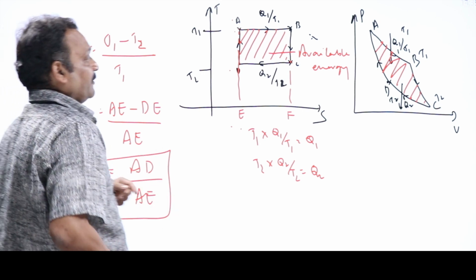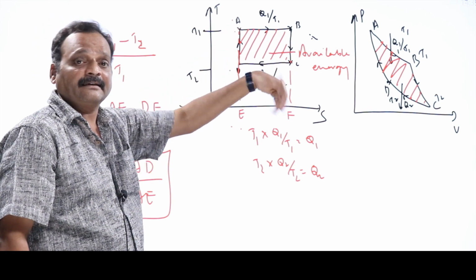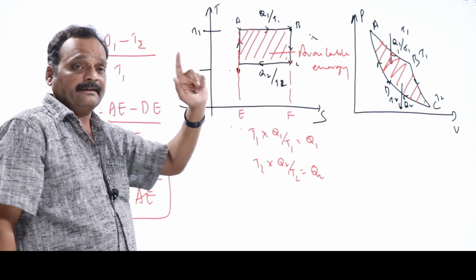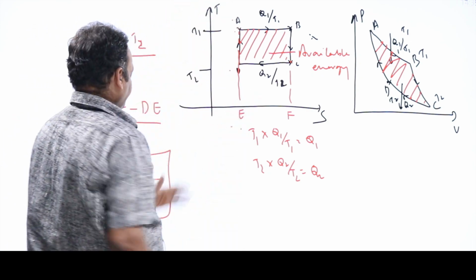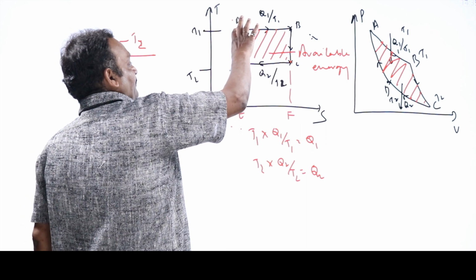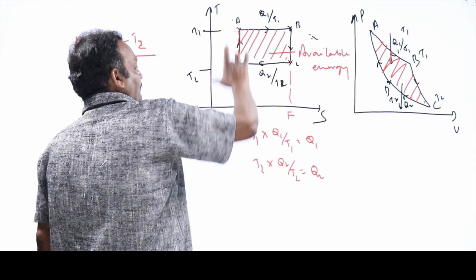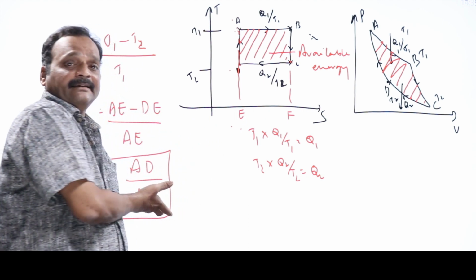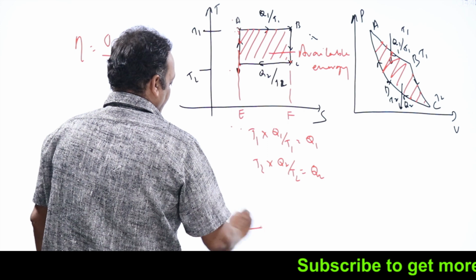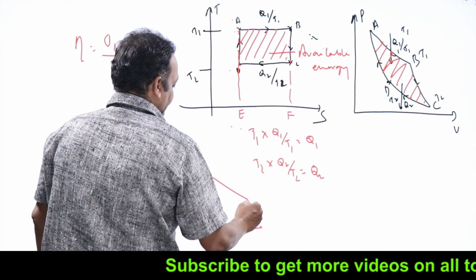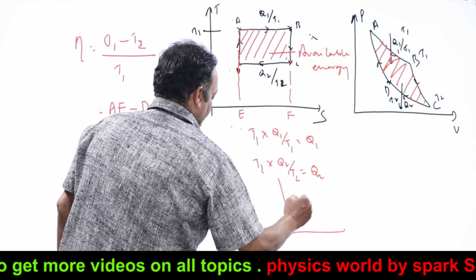The advantage of drawing the TS diagram is that by directly looking at the graph itself, I can understand the efficiency of that Carnot cycle. How? This length by this total length gives you the efficiency. AD is this length, AE is this length, so AD by AE gives the efficiency directly. In some exams, you will find questions where there are two Carnot cycles whose TS diagrams are like this: this is curve 1, curve 2, like this, they will give.